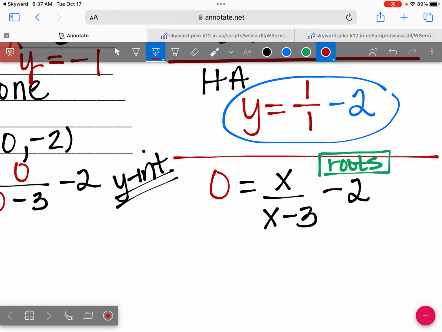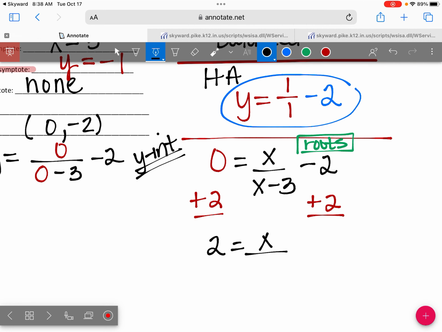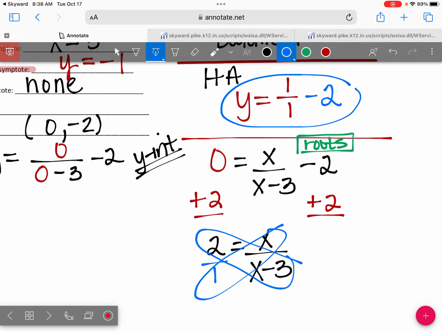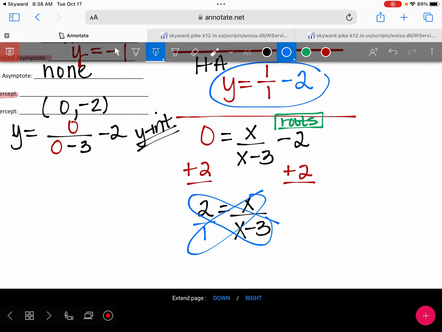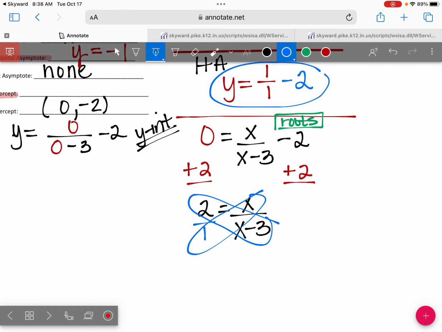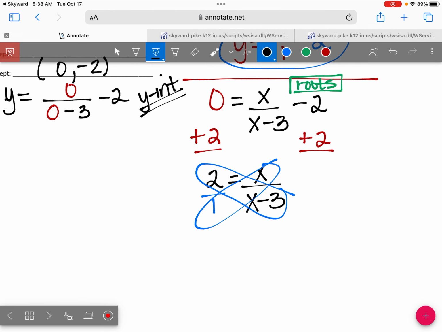So we're going to start off by adding the 2. So that would be 2 equals x over x minus 3. Put this 2 over 1. Cross multiply it. So you have 2 times x minus 3 equals 1x. Go ahead and solve that for x.